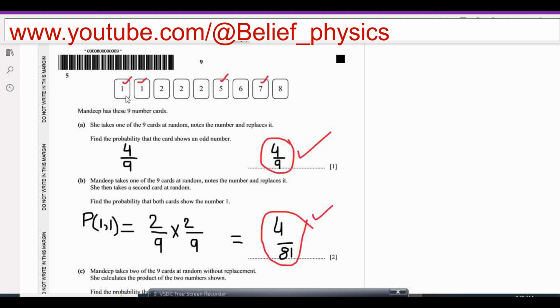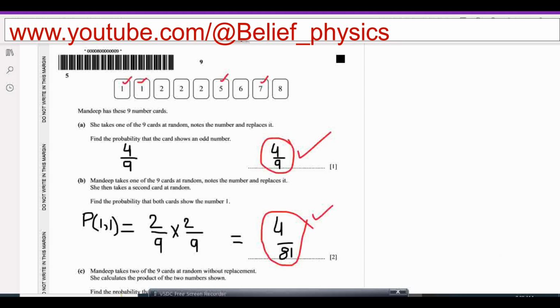So the first time she takes it, the probability is 2 over 9. Then she replaces it, so the total cards remain the same, and the number of 1 cards also remains the same. So the probability of choosing a second 1 card is also 2 over 9. So we multiply it, because it is 1 and 1. So 2 over 9 multiplied by 2 over 9 comes out to be 4 over 81. That's it.